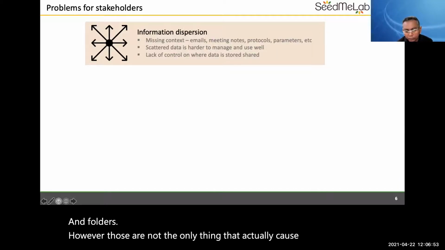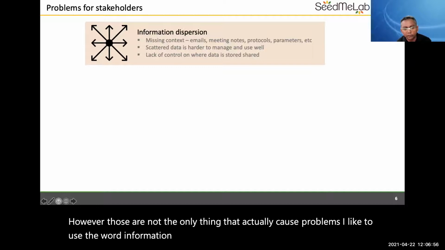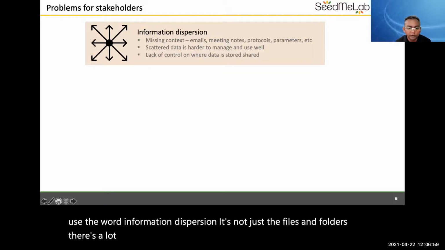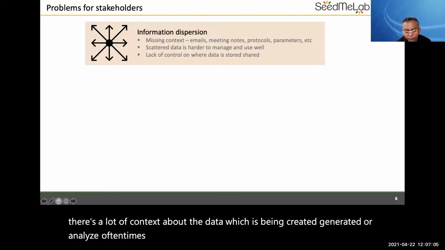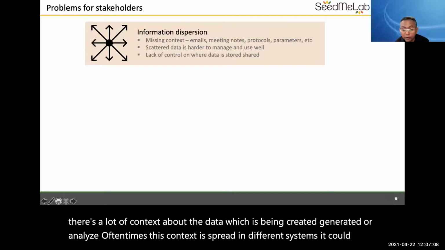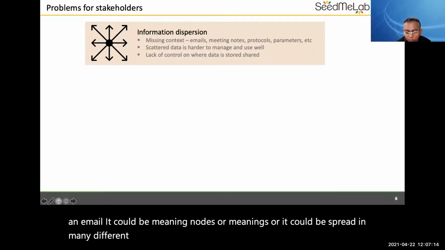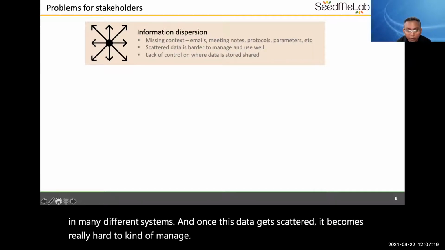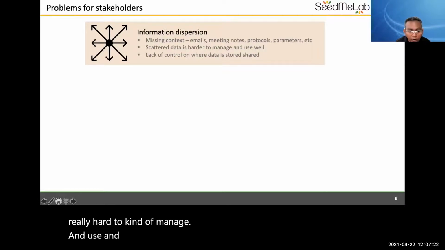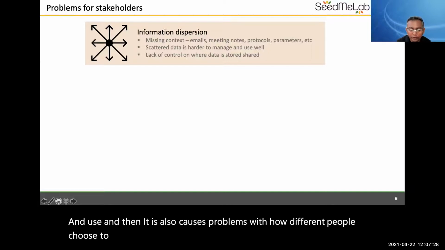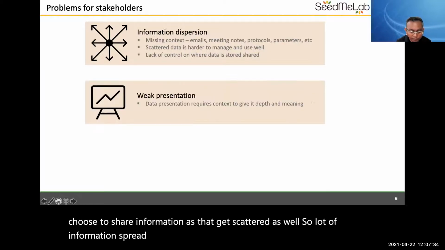I like to use the word information dispersion. It's not just the files and folders. There's a lot of context about the data which is being created, generated, or analyzed. Oftentimes, this context is spread in different systems. It could be in an email, it could be in meeting notes or meetings, or it could be spread in many different systems. And once this data gets scattered, it becomes really hard to manage and use well. It also causes problems with how different people choose to share information as that gets scattered as well. So a lot of information spread around becomes harder to manage over time.